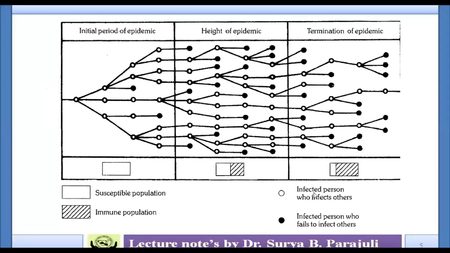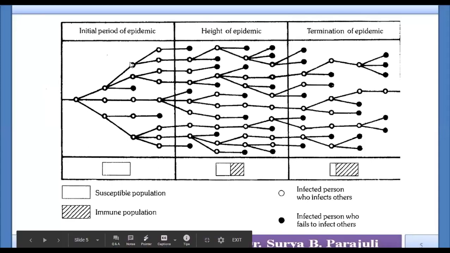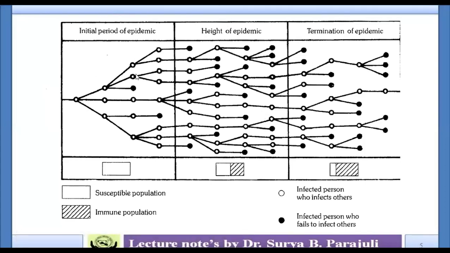This is from your textbook, Park's Preventive and Social Medicine, your book for community medicine. You can see this is the initial period of the epidemic. This is the height of the epidemic, and we are in this period of time. At last we may have termination of the epidemic. We don't know, but it has already happened in some countries. In some countries it is still growing, in some countries it has already terminated. So you can see the typical pattern of a COVID-19 outbreak.